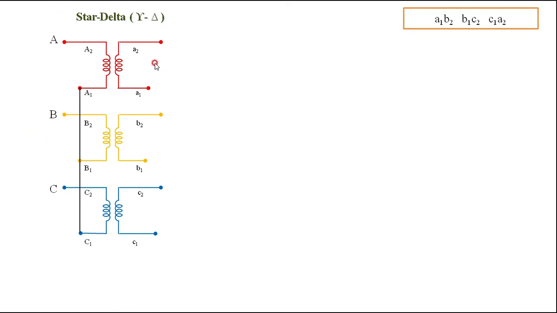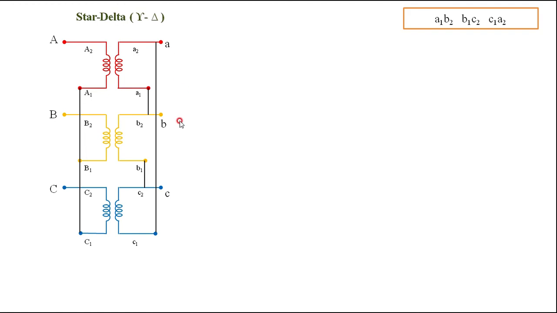In the delta connection, what I told you is that the end of this is connected to the start of this. The end of the second one is connected to the start of the third, and the end of the third is connected to the start of the first. This is one combination. That is, A1 B2, B1 C2, then C1 A2, that is from C1 to A2. That connection I am making for a delta connection here. Therefore, A1 B2, B1 C2, C1 A2. This is a delta connection. This is a star and delta connected winding.